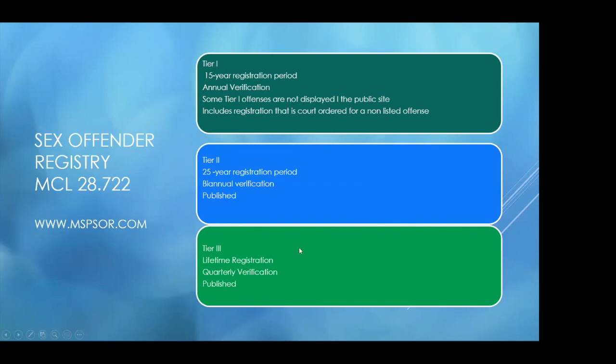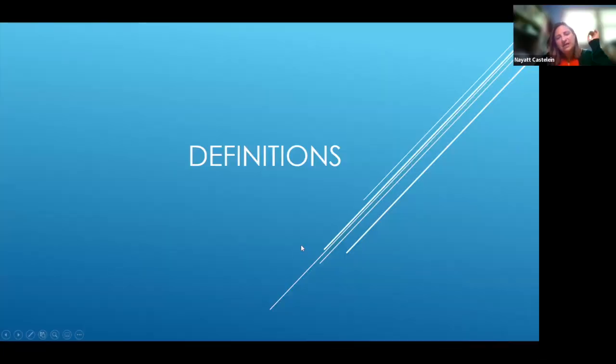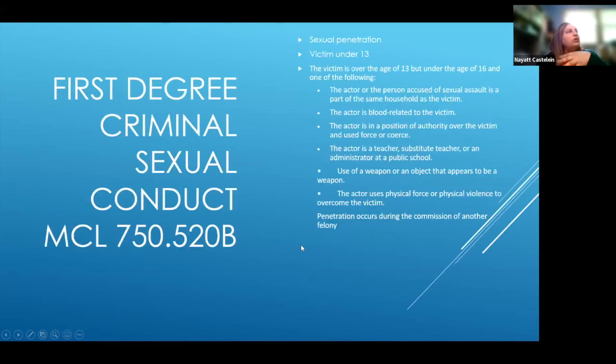Okay, thank you. All right, so some of the definitions for what we're talking about. Here in Michigan, there are a lot of offenses that could be registrable. Your actual criminal sexual conduct offenses, which are your rapes, your hands-on offenses, are labeled criminal sexual conduct, and there are 4 different degrees for them. So for first degree criminal sexual conduct, the MCL is 750.520B.